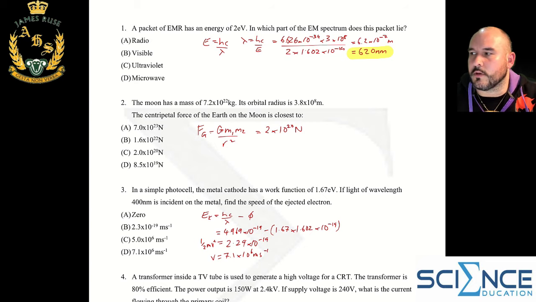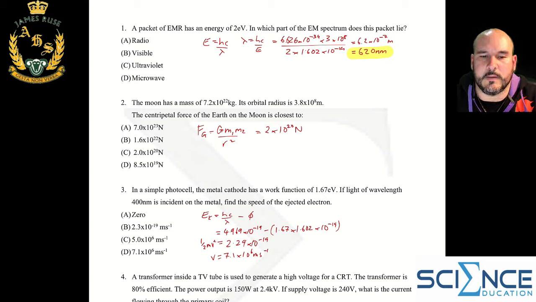Question two. No dramas with question two. We have there, find the centripetal force of the Earth on the Moon. As long as you recognise here that centripetal force is being provided by gravity, chuck in Newton's law of universal gravitation, you end up with 2 times 10 to the 20 newtons.